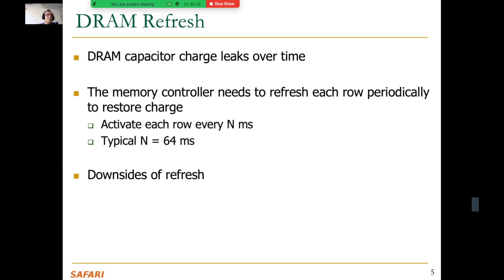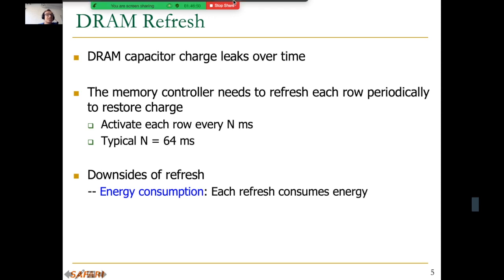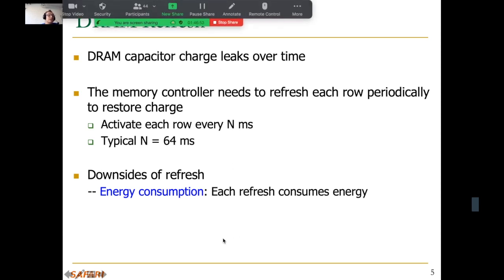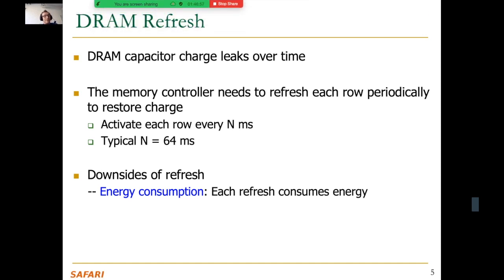You're doing this just to retain data. It leads to energy consumption to do the refresh because each refresh requires an activate. And it's not just an activate, it's also a pre-charge after that because you need to refresh some other row or you need to access some other row after that, right? So it's an activate pre-charge pair, and that consumes energy.